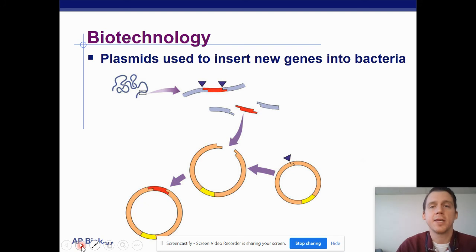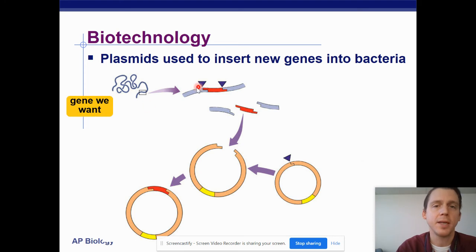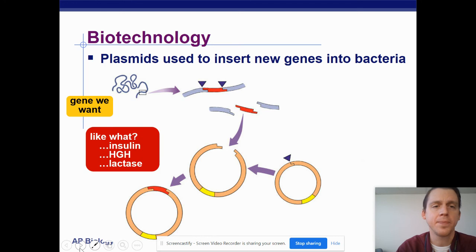So plasmids can be used to insert new genes into bacteria. That's the point. Here's the gene we want. It might be a gene for insulin. It might be a gene for human growth hormone. It might be a gene for lactase. Maybe you're lactose intolerant and could benefit from a gene that will break down lactose.